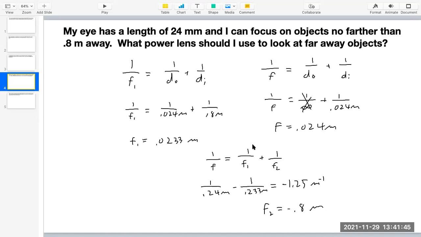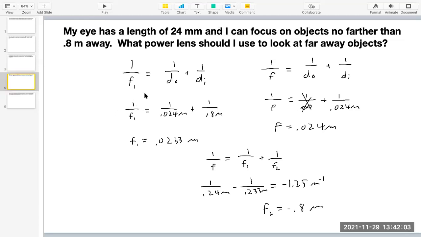Questions on how these work together, combined? I'm not understanding what is... Could you draw a picture of what the length of 24 millimeters, what does that mean on a picture?